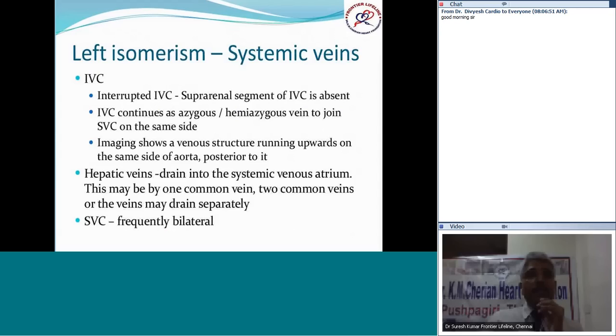And inferior vena cava is interrupted, the suprarenal segment being absent as we discussed. And the IVC continues as the azygos or the hemiazygos vein to join the superior vena cava on the same side. And what the imaging would show is a venous structure running upwards on the same side of the aorta, posterior to it. And hepatic veins would drain into the systemic venous atrium. This may be one common vein, there may be two common veins, or the veins may drain separately. And superior vena cava, it is frequently bilateral.